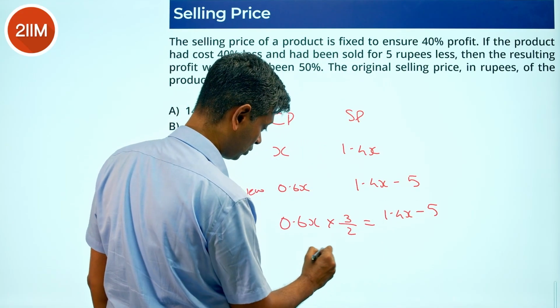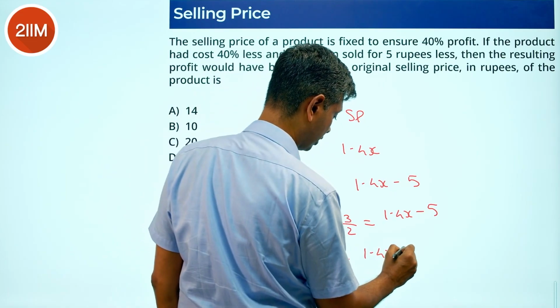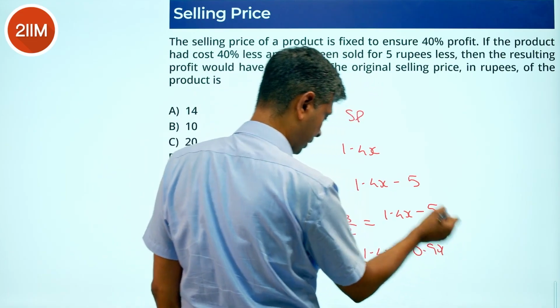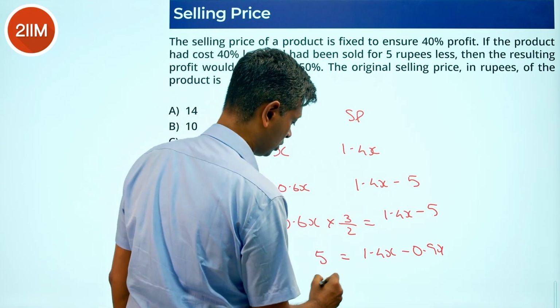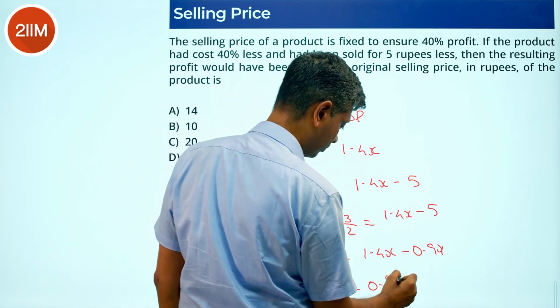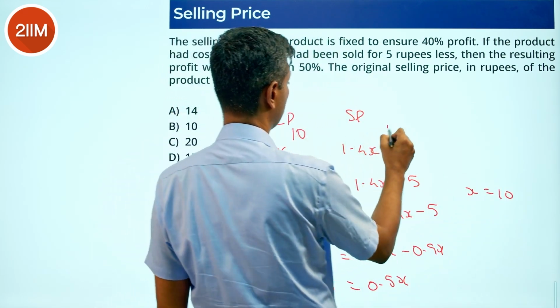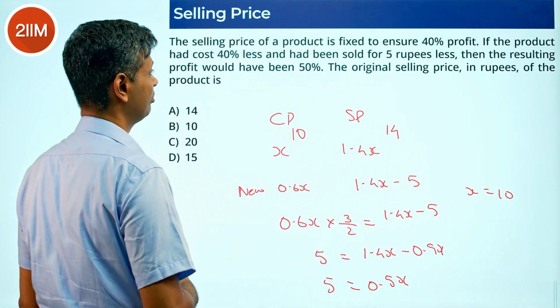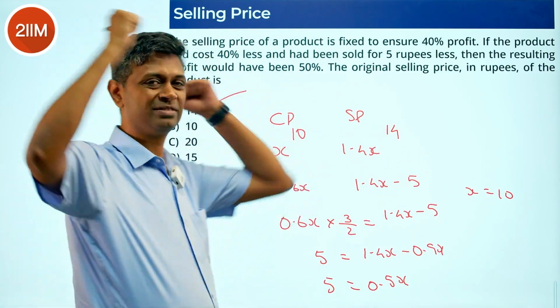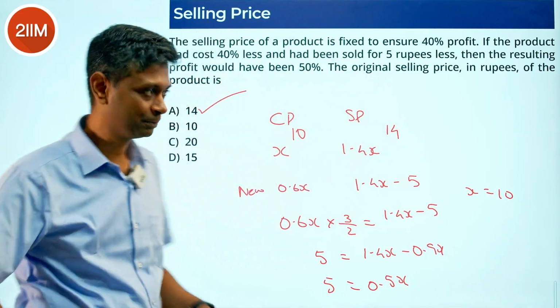0.9X this is. So 5 equals 1.4X minus 0.9X. Bring the minus 5 this side, 0.9X that side, or 5 equals 0.5X. X is 10. Initially bought at 10, sold at 14. The original selling price in rupees of the product. Freebie. Take it, put it in the bag.